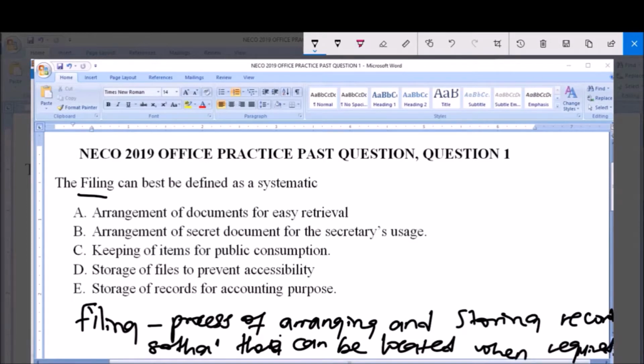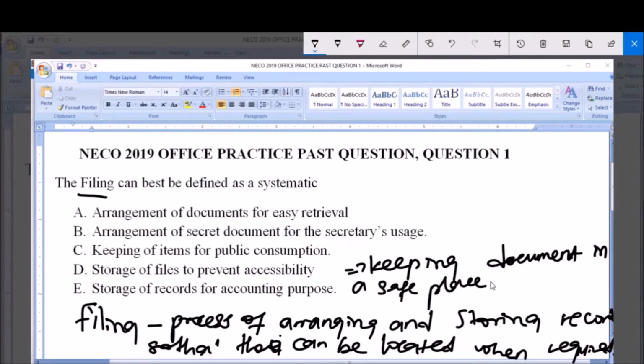In other words, it simply means keeping documents in a safe place and being able to find them easily and quickly. So that's what filing means. It's a process of arranging and storing records, documents, so that when these documents are needed, it will be easy for them to be retrieved. Keeping these documents in a safe place. That is what filing means.